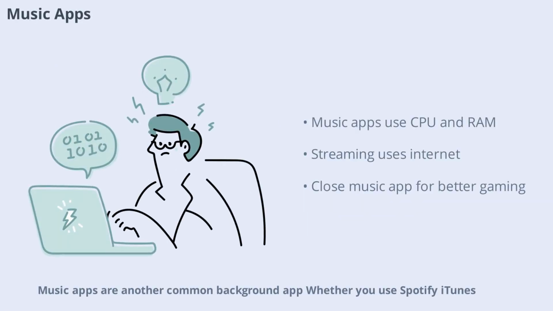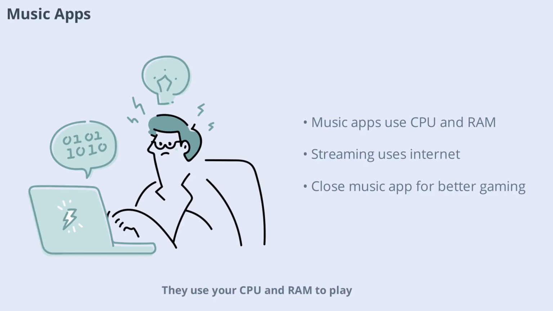Music apps are another common background app. Whether you use Spotify, iTunes, or another player, these apps keep running even when minimized. They use your CPU and RAM to play music and sometimes connect to the internet for streaming. If you notice your game lagging, try closing your music app and see if things improve. Sometimes, even a small change can make a big difference.